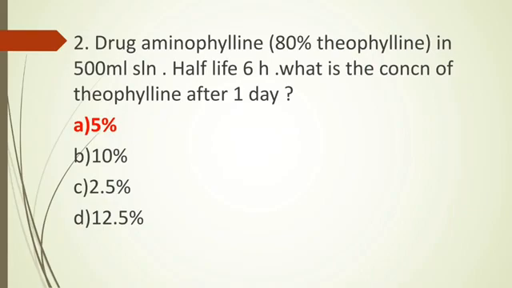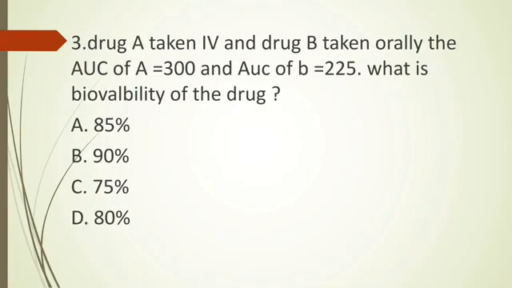So now let's move to our third calculation. Drug A is taken IV and drug B is taken orally. The AUC, area under the curve, of drug A is equal to 300 and the AUC of B is equal to 225. What is the bioavailability of the drug? Option A 85%, option B 90%, option C 75%, and option D 80%.